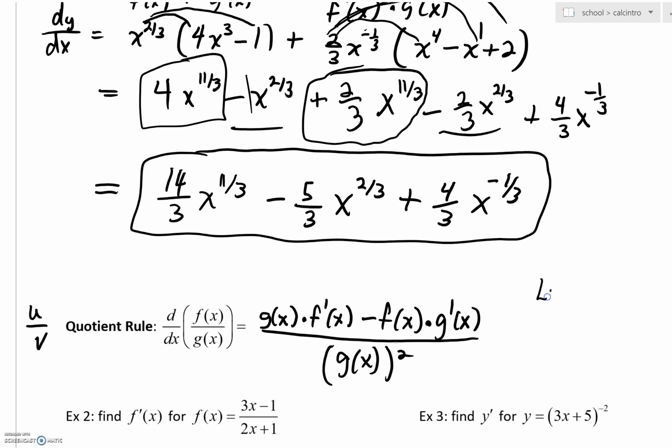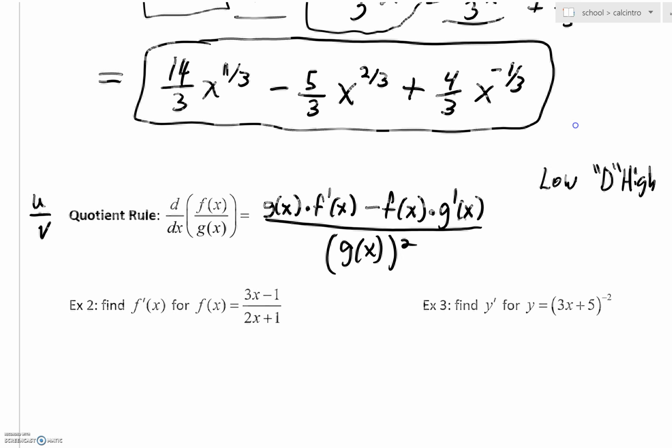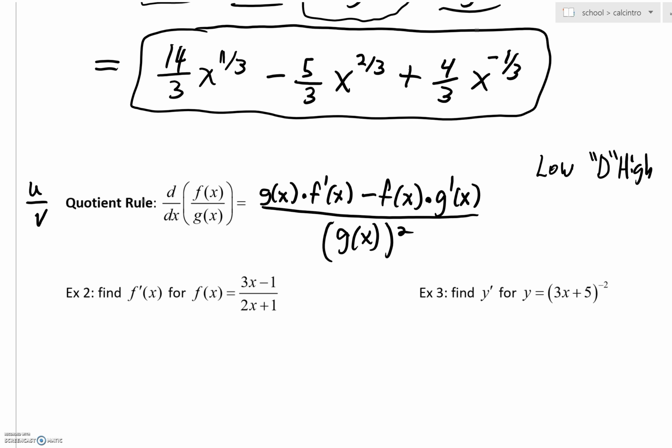So when we say something like low d high, the d, of course, means derivative. So low d high minus high d low, all over low squared. Once you have that worked out, of course, you're going to be able to go pretty quickly. So let's just take a look here. A lot of times, because f of x itself is used as a function, you could see this written out instead as u over v with a prime. We'll say low d high minus high d low, all over low squared.